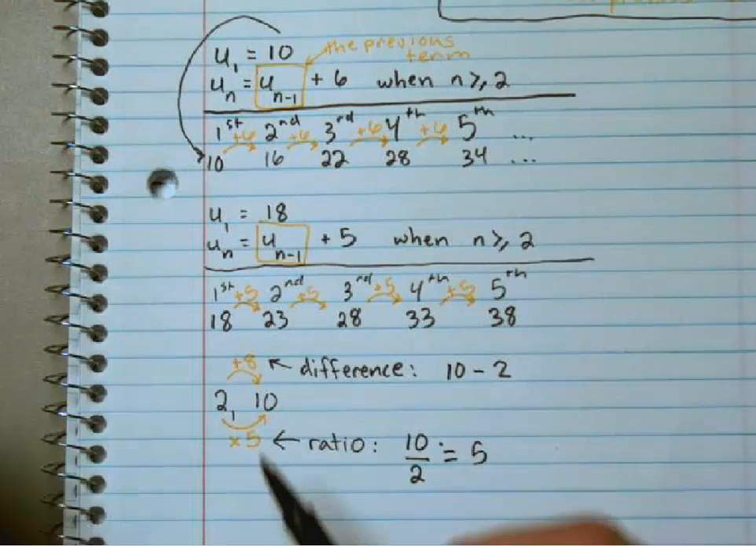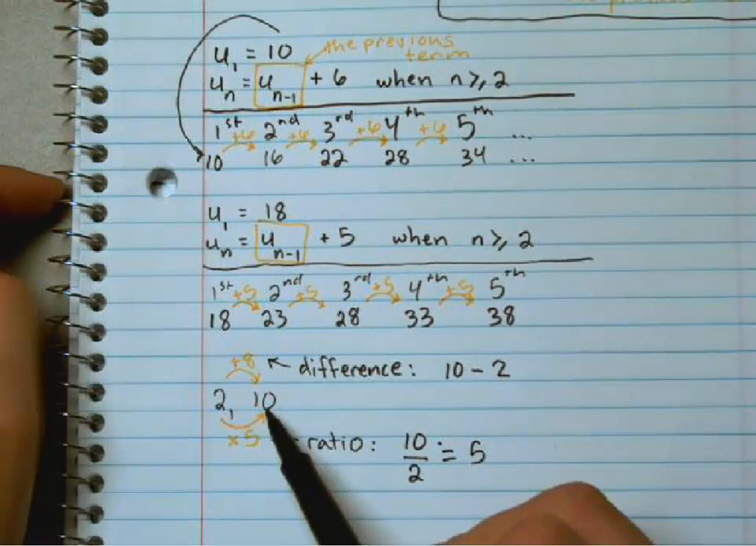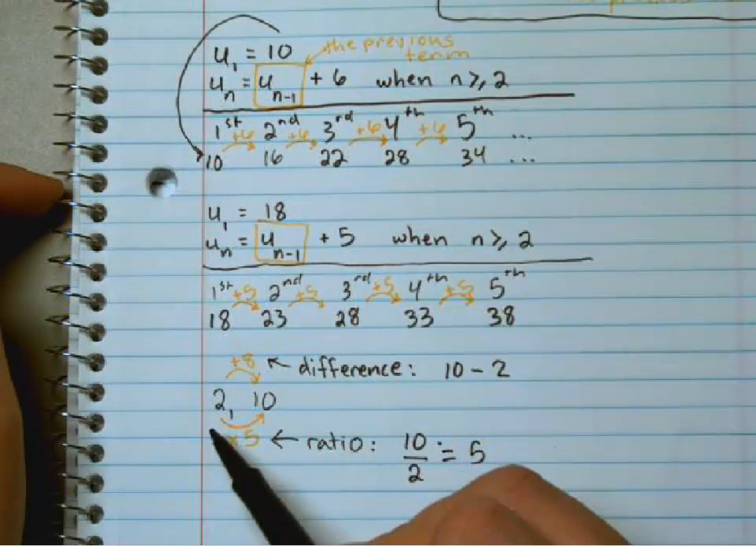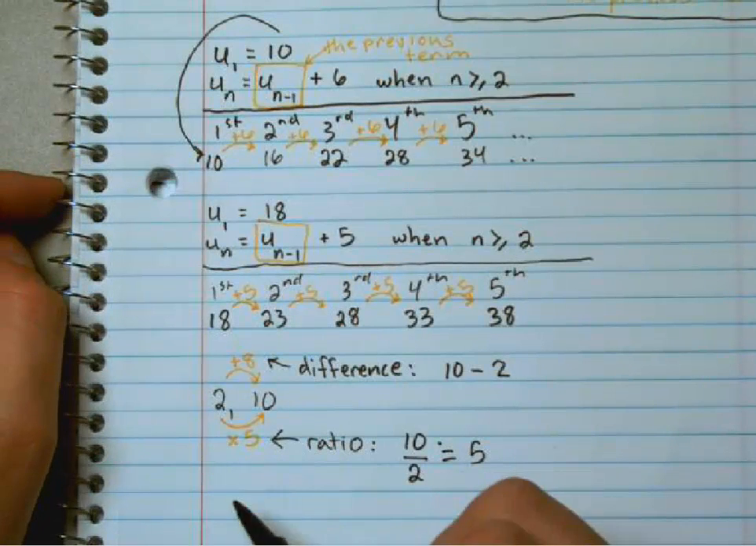And again, notice we're going kind of backwards. 10 divided by 2. And that's because we're trying to figure out what we need in order to go forward, so we have to move backwards to figure that out.